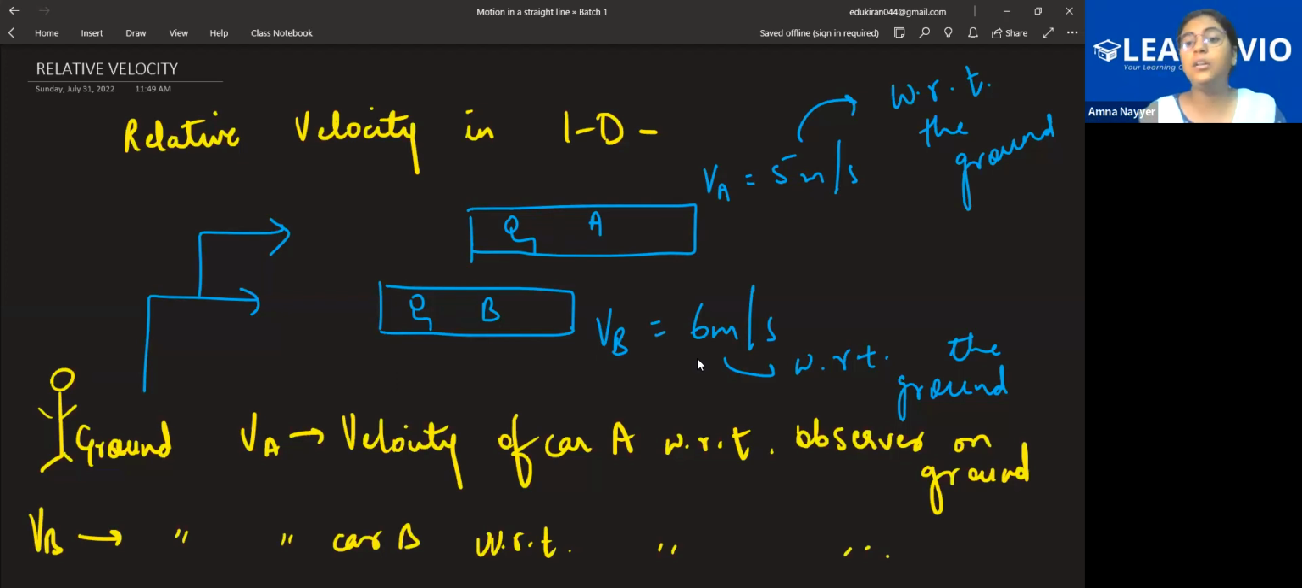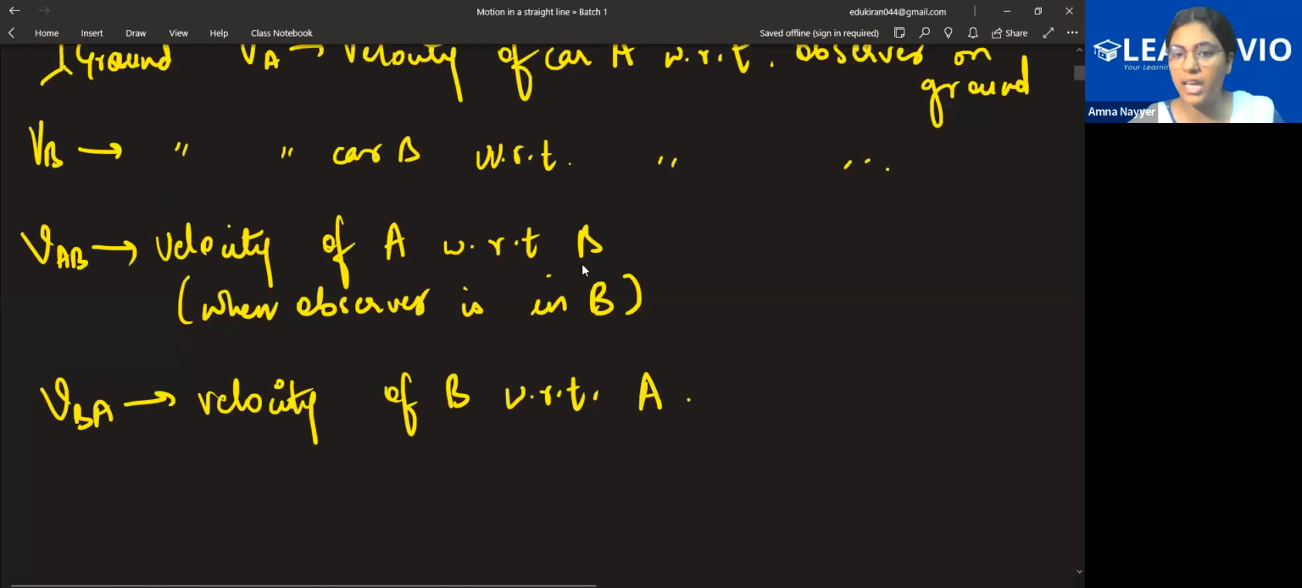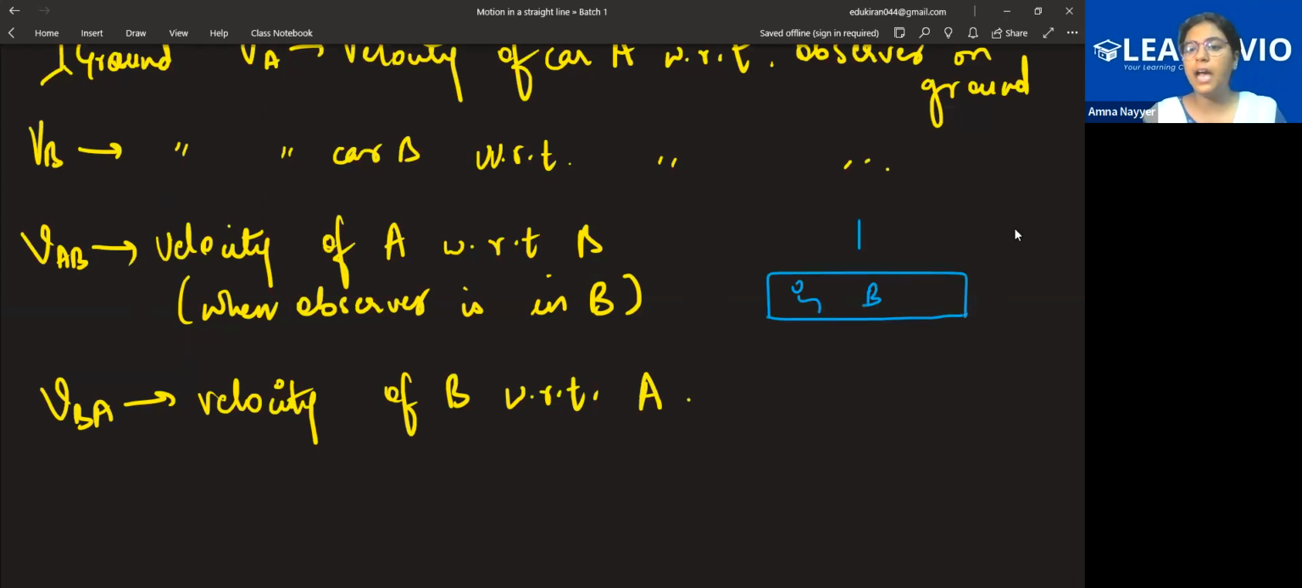So there would be a different velocity, that is VAB, velocity of A with respect to B, or VBA, velocity of B with respect to A. This is what we obtain. VAB is velocity of A with respect to B when observer is in B, and VBA is velocity of B with respect to A. When will I use VAB? I'll use VAB when my observer is in car B and we are calculating the velocity of A. Calculation of velocity of car A with respect to the observer in B.